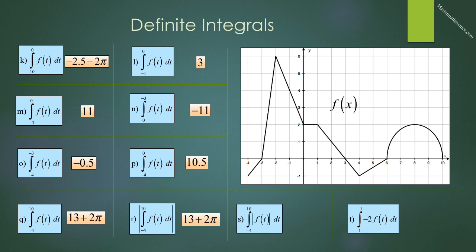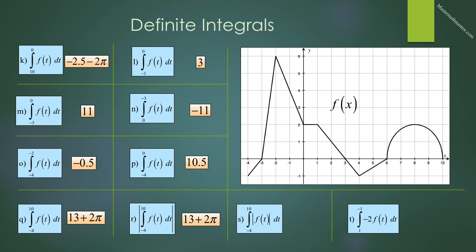Q reads the integral from negative 4 to 10 of f of t dt. We can break this up in a bunch of ways, but part P did the integral from negative 4 to 0, and on the previous page we also did 0 to 10. So this turns out to be 10.5 plus 2.5 plus 2 pi, and the answer is 13 plus 2 pi.